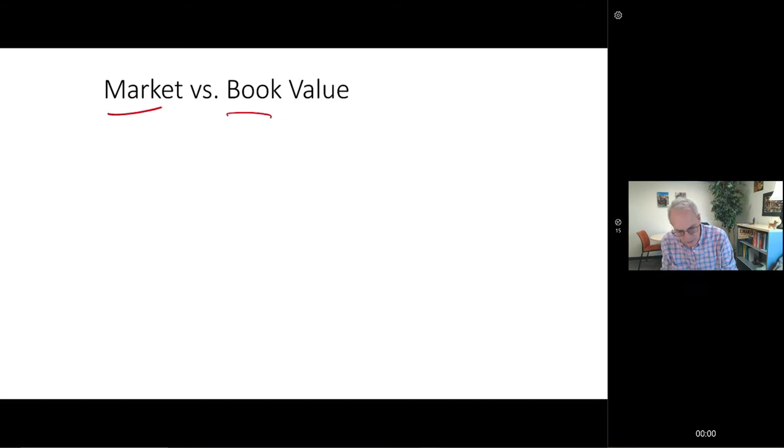So if you kind of remember back to accounting, book value is where you take the purchase price, whatever you paid for something. So let's just say you bought a piece of equipment for $20,000, and then you have what?